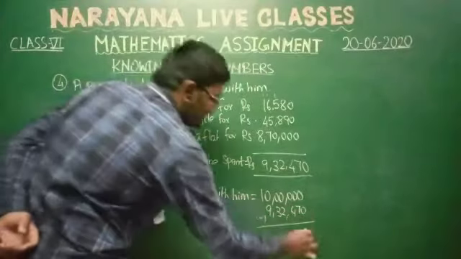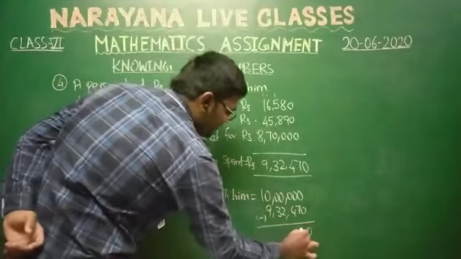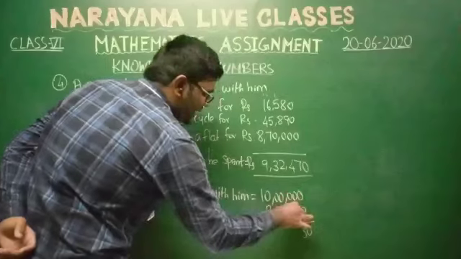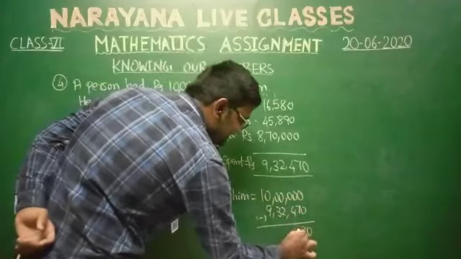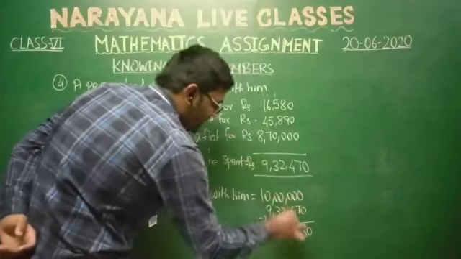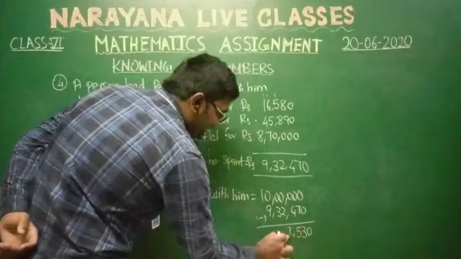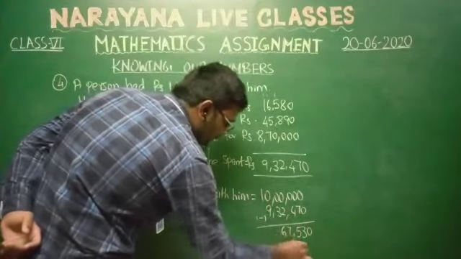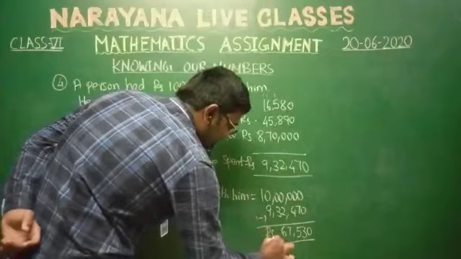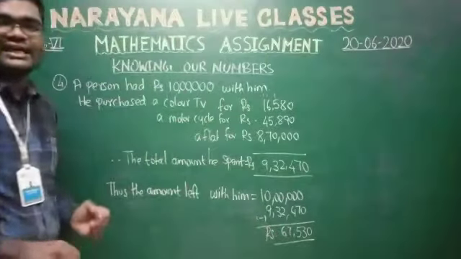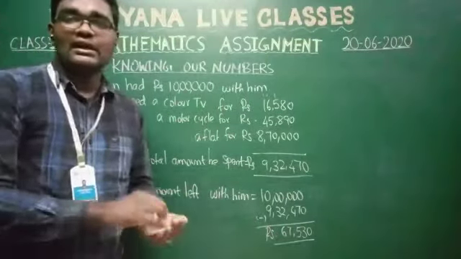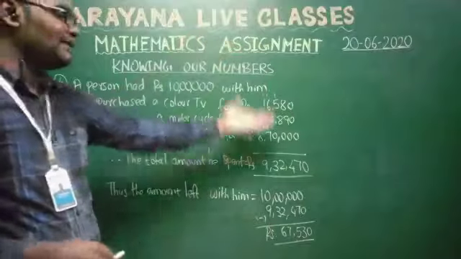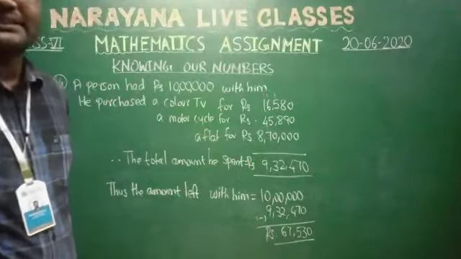Subtract it. 0. 10 minus 7 it is 3. Then it will become 9. 9 minus 4 it is 5. Again 9 minus 2 it is 7. Again it is 9 minus 3 it is 6. Again it is 9 minus 9 it is 0. So you will get rupees 67,530. This is the actual amount left with him after he spent this much on expenses.